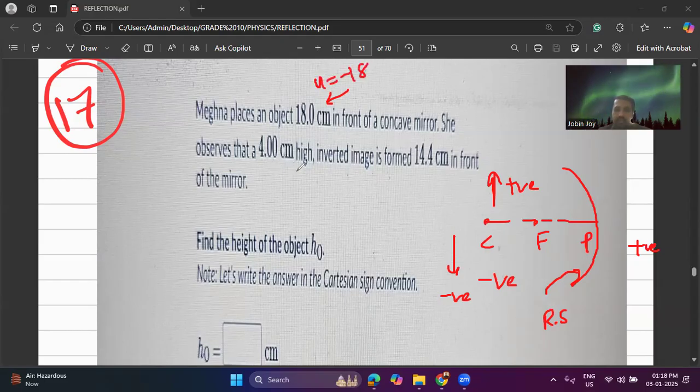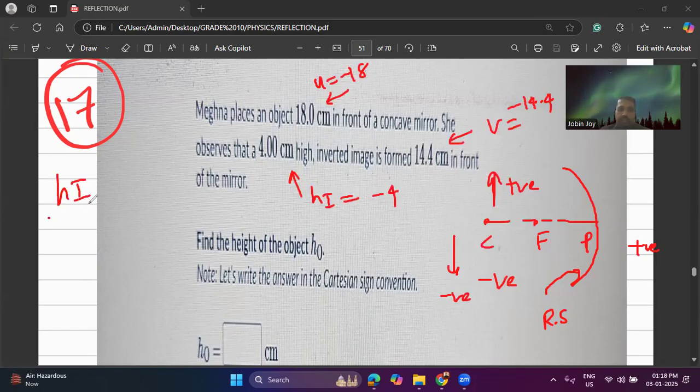She observes a 4 centimeter high inverted image, that means HI, below the axis, so minus 4, 14 centimeter in front of the mirror. In front of the mirror means V is equal to minus 14.4. Find the height of the object HO.